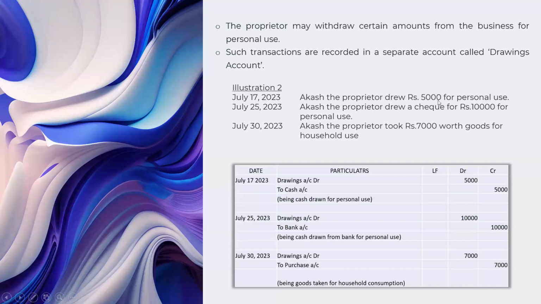He took 5,000 as cash from the office, rotational cash, and another 10,000 he withdrew from the office bank account, not his personal bank account, by producing a check. Then he took 7,000 worth of office goods, that is the organization's stock or raw material, for his personal use. Since it's a proprietor's withdrawal, we are making it a compound entry. This also comes under the compound entry system.